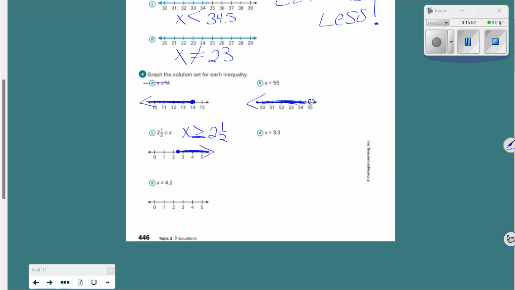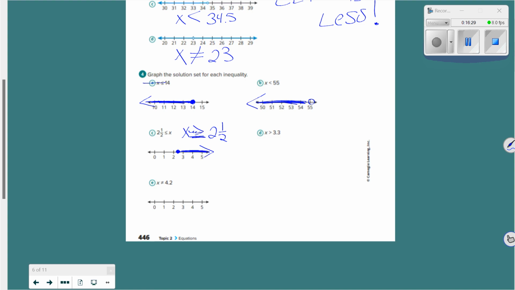I rewrote it so you would be able to read it more easily. It's easier to read when the variable is first. But the greater than is still pointing towards the X. The alligator wants to eat the bigger number. It's open to the X on both sides. The alligator's mouth is still open, and it's open to the X here as well. The alligator is eating the X in both problems. So when you flip it around, your sign also has to flip around. Does that make sense?